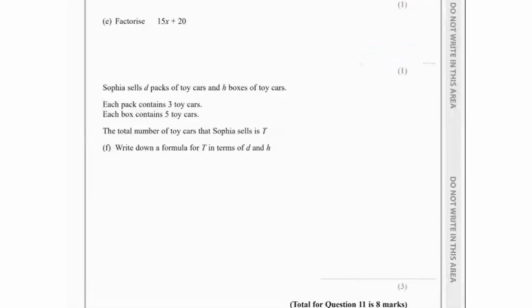Then it says factorize 15x plus 20. We're trying to factorize an expression. We're basically trying to find what the highest common factor is between the terms. So as you can see, between 15 and 20, the highest common factor is 5 because both come in the 5 times table. So when you take 5 common, 15x divided by 5 is 3x, and 20 divided by 5 is 4. So 5 times (3x plus 4) is a factorized version for this expression.